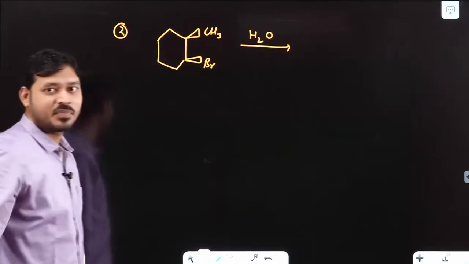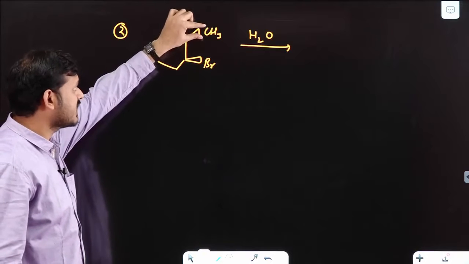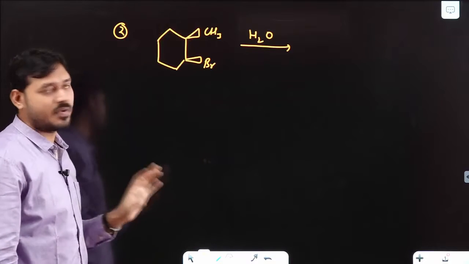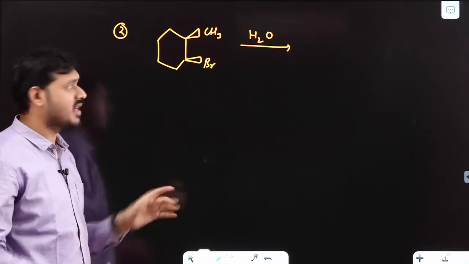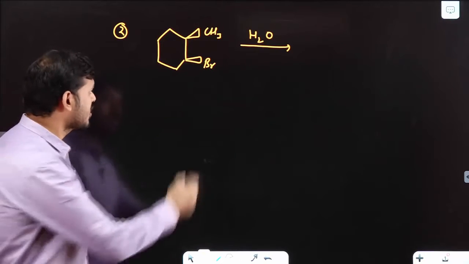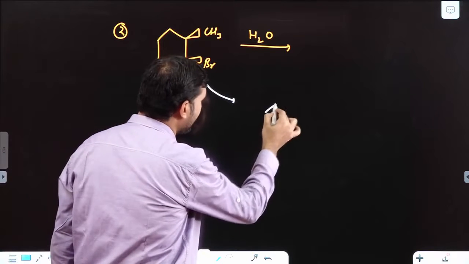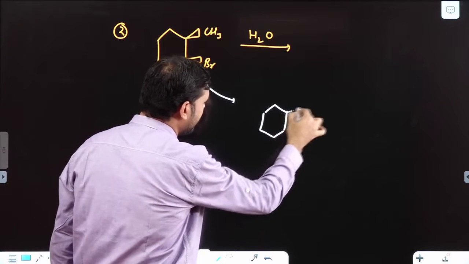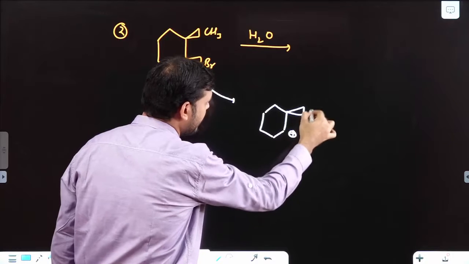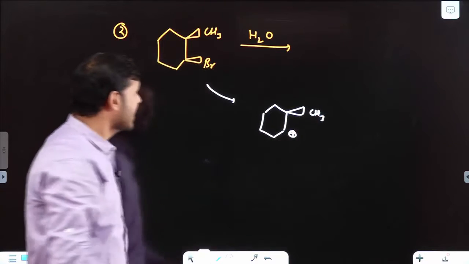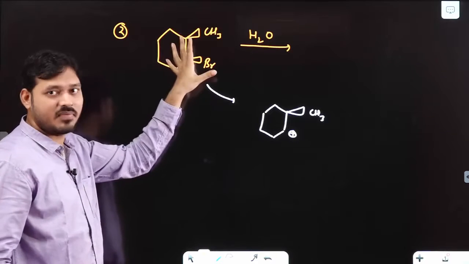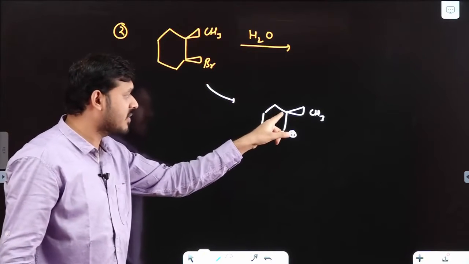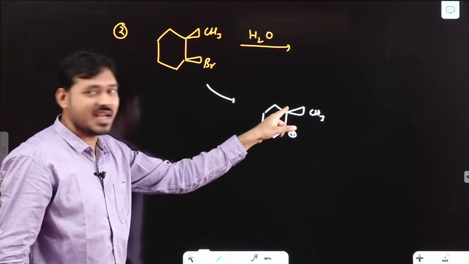Understand this one. What will happen? Here you have CH3 and Br. First of all, H2O is given and low temperature or room temperature. Nothing mentioned means simply room temperature. So first you have to make the carbocation. This carbocation is generated. Here the wedge dash configuration matters in the given form, because this carbon is sp3.